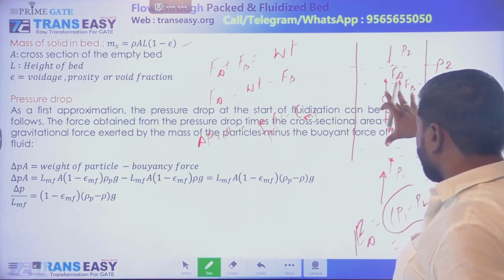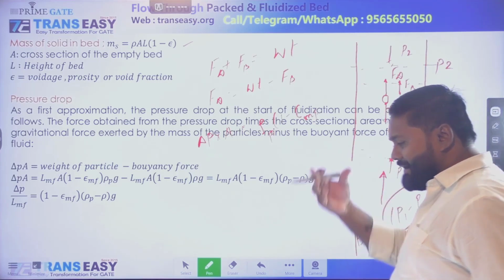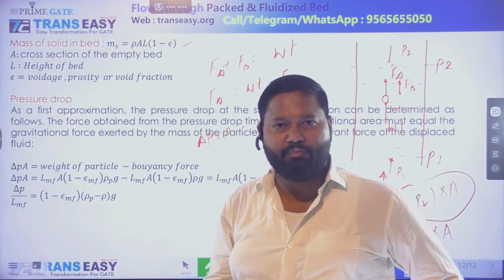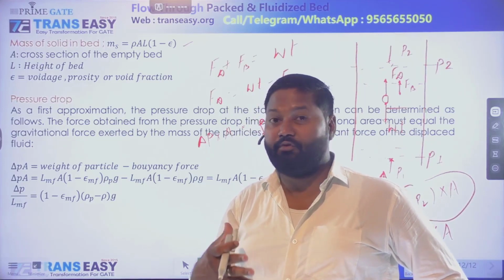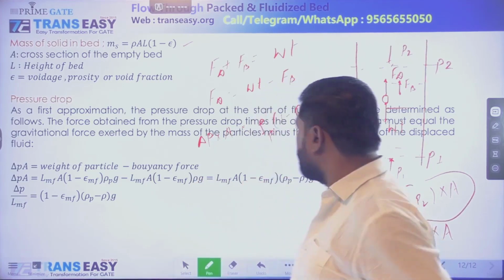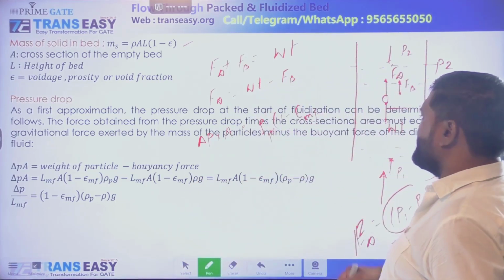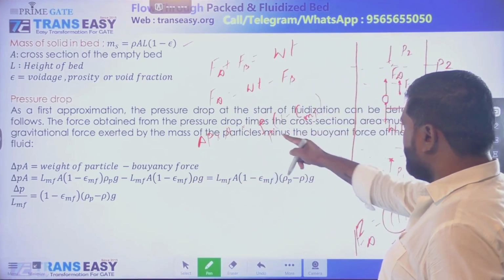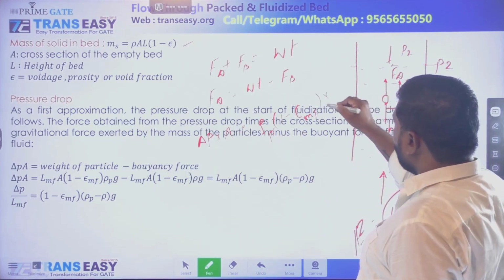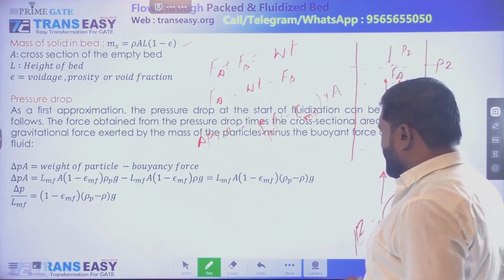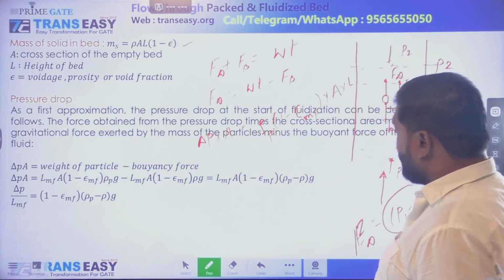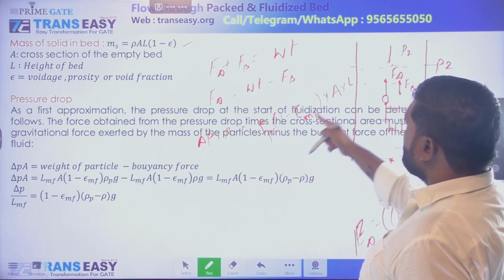At minimum fluidizing condition, the particles are suspended in the flowing fluid, so the particles will experience buoyancy force. So under minimum fluidizing condition, porosity, right? Cross sectional area of the container into height of the bed. So this is the weight.